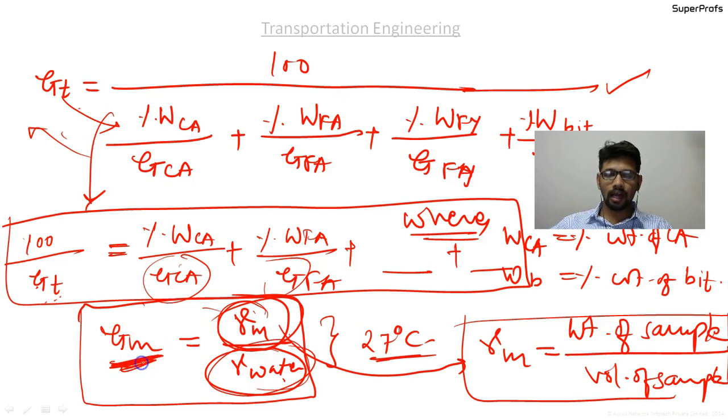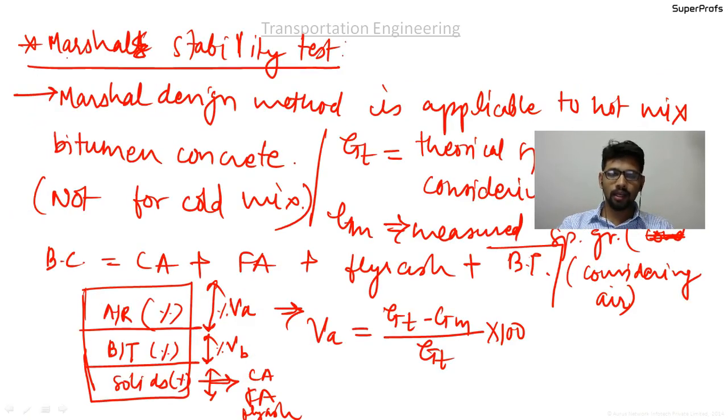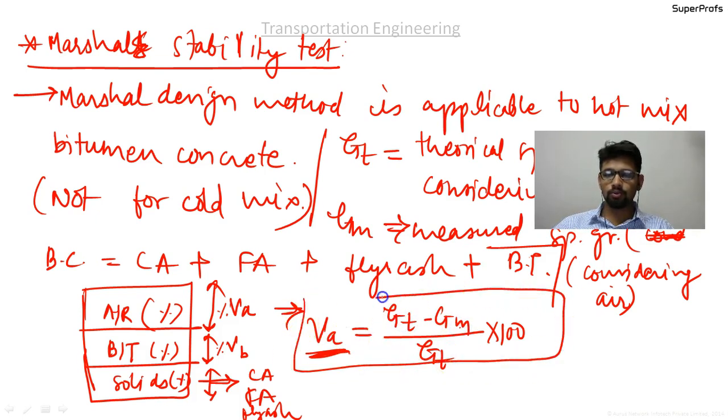So here we obtained gm from here, we obtained gt from here. In our previous formula, in order to calculate the volume of air voids, we have to use gt and gm. We are in a position to calculate now the volume of air voids. I'll repeat. To calculate the volume of air voids, what we do is (gt minus gm) upon gt, the theoretical specific gravity minus the measured specific gravity.